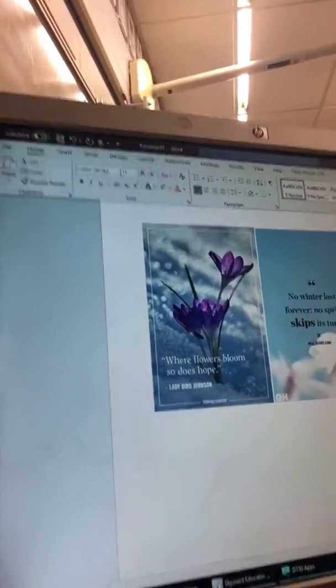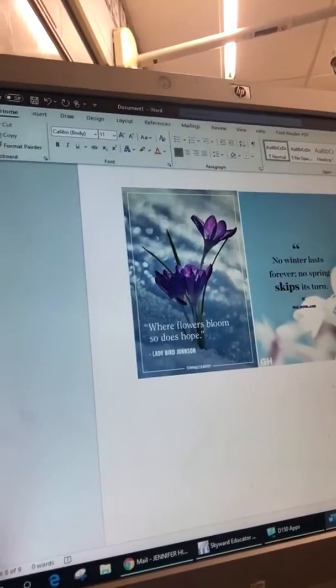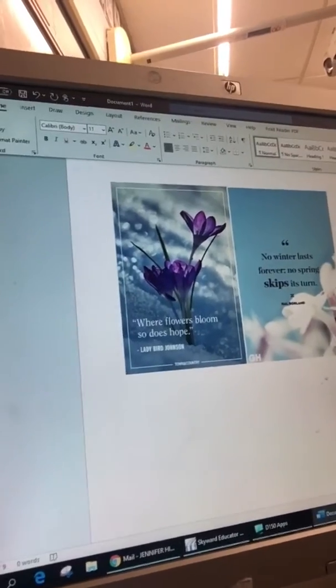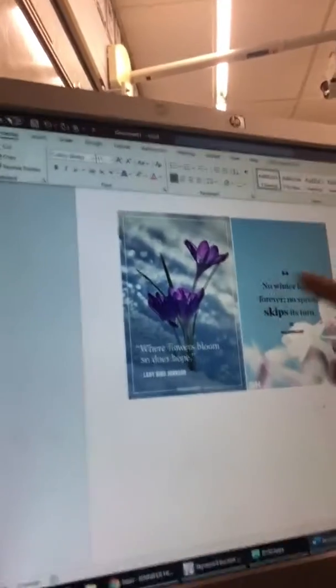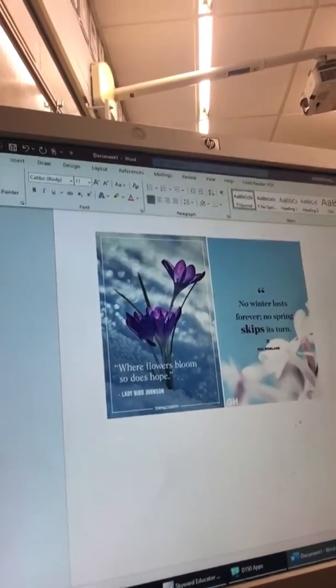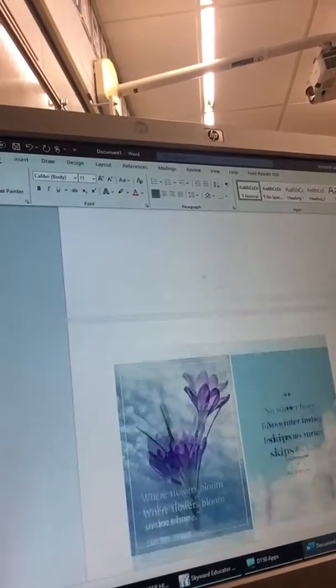I also printed some quotes. I love quotes very much. They make me happy and they make me feel good and they make me think. So I have a couple of quotes here. This first one says, "Where flowers bloom, so does hope," by Lady Bird Johnson. This one says, "No winter lasts forever and no spring skips its turn."